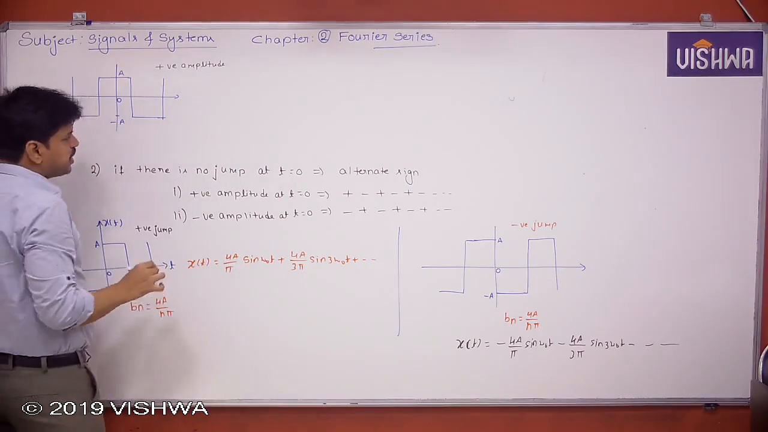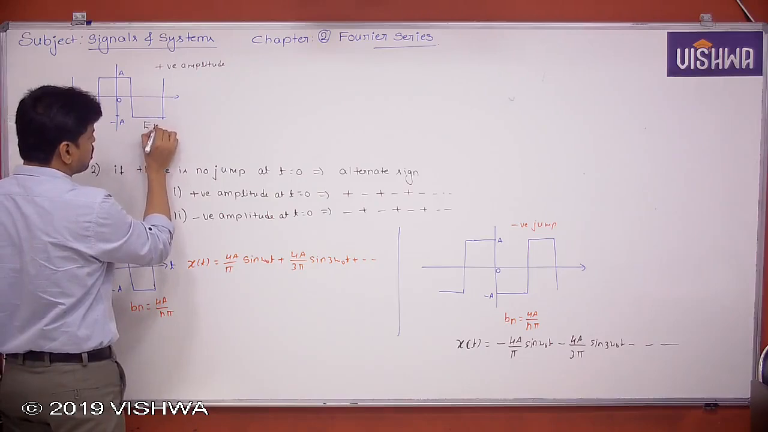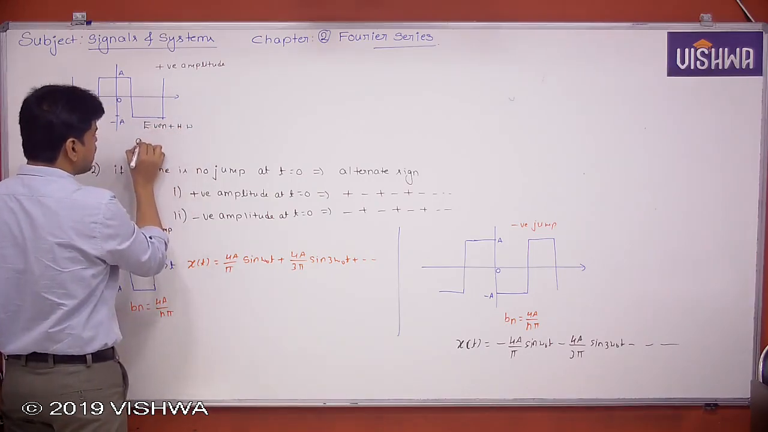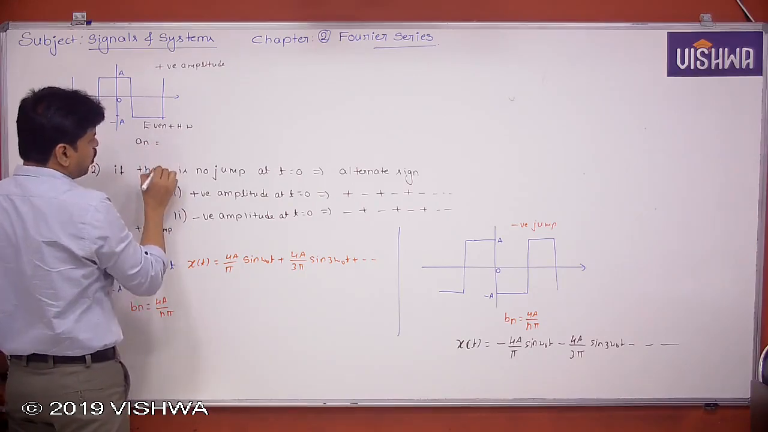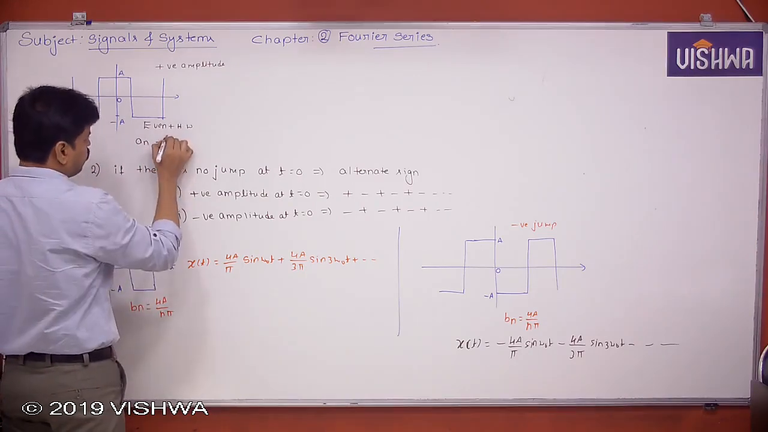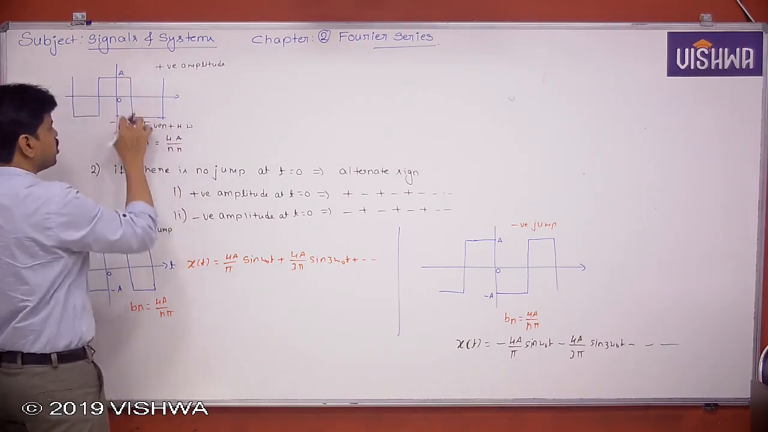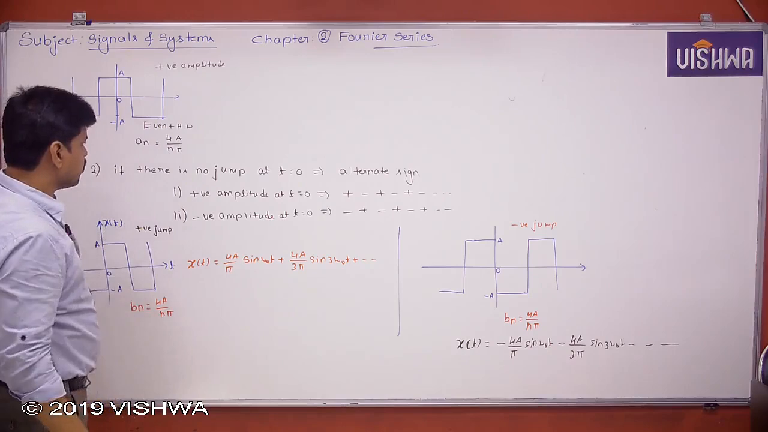So it is having positive amplitude. Now what kind of symmetry is it exhibiting? Even plus half wave. Then it is having an value. What is that an value, which is the same as this one, 4a by n pi. That is 2 into maximum value minus minimum value. So again the same thing for odd values of n.